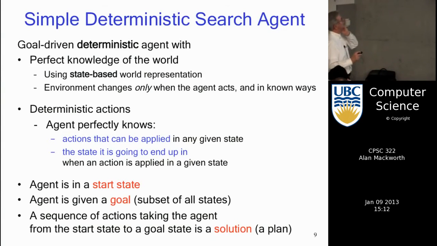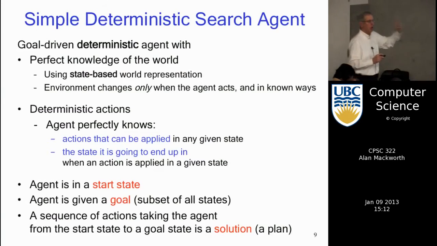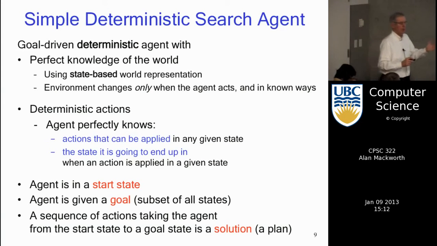Okay, so these are the assumptions we're making. It's a deterministic search agent. We've got a goal-driven deterministic agent with perfect knowledge of the world. It knows where it is in the world. It knows what all the possible states are in the world. It knows what it can do in the world. There's nobody else that can do anything in the world. There's no opponent. There's no chance. Okay? There's no one even cooperating with it. It's the only thing that can change this world. Okay? That's critical for all of this to go through.